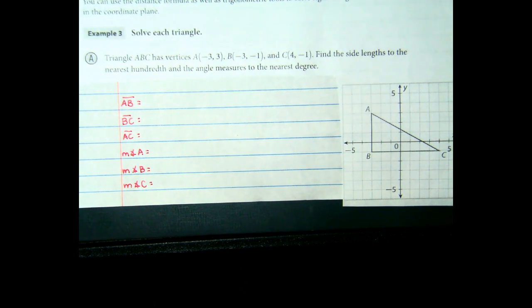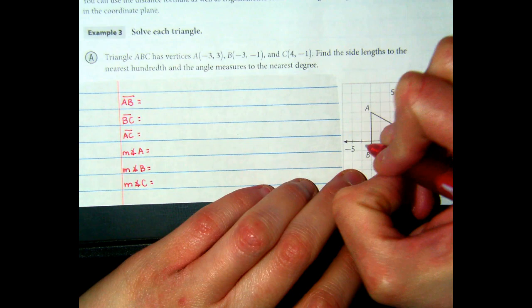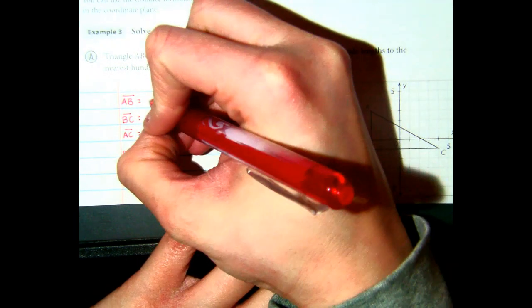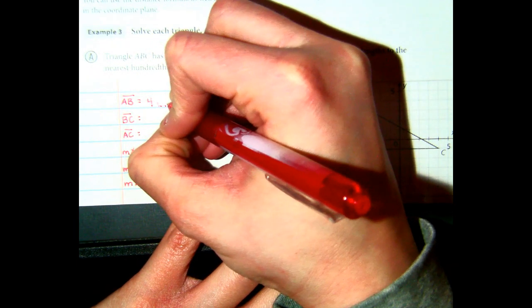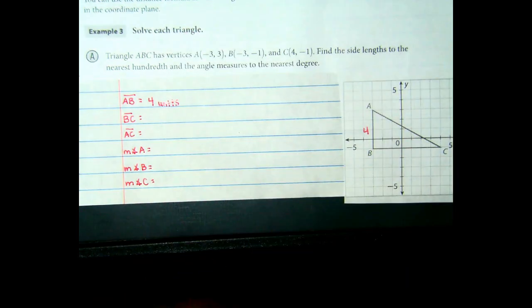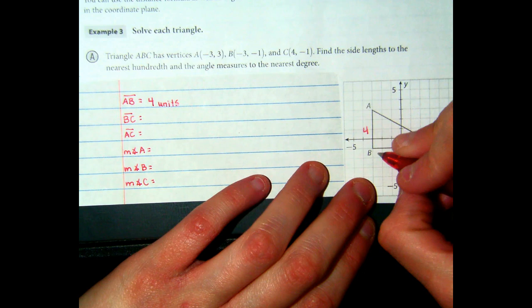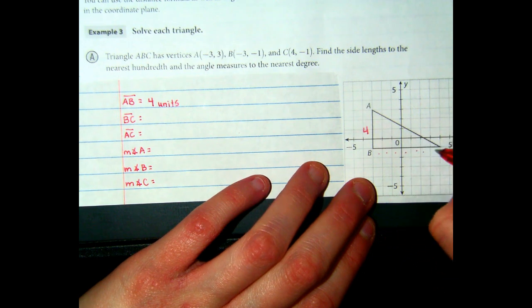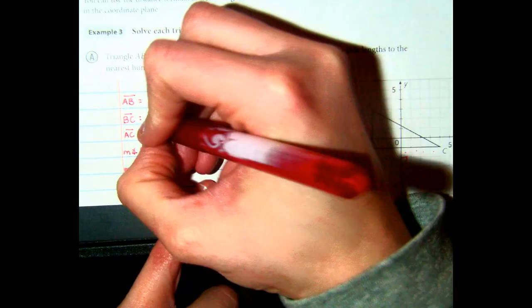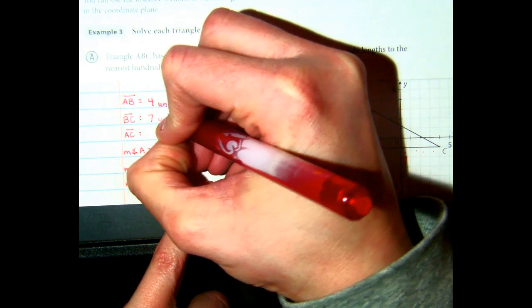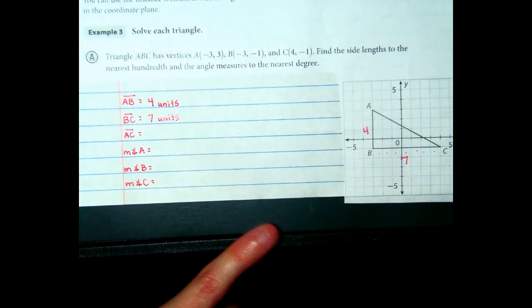What do you think will be really quick to find? AB and BC. How are we going to find those real quick? Count. AB is 1, 2, 3, 4. 4 units. Okay. What else? BC, 1, 2, 3, 4, 5, 6, 7. 7 units.